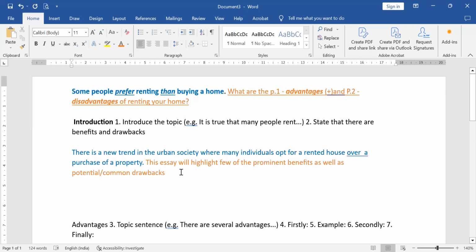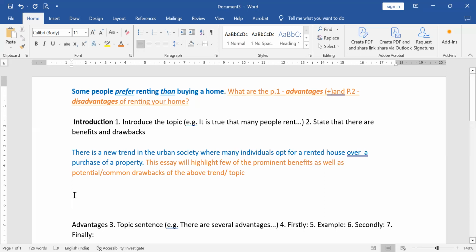Do you understand? Okay, but of what? This essay will highlight few of the prominent benefits as well as drawbacks of what? Renting a house. Yeah, about the trend. Okay, of the same situation, or else you literally write the topic of renting. Okay, now this question has to be written from which perspective? Advantages of what? Renting. Yes, absolutely right.